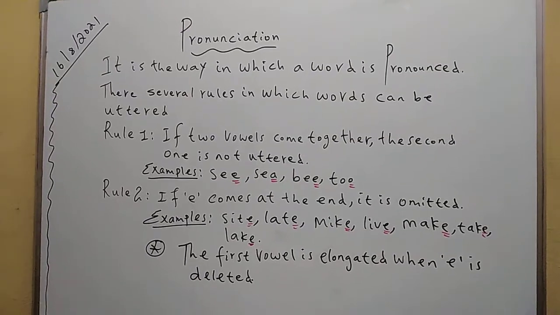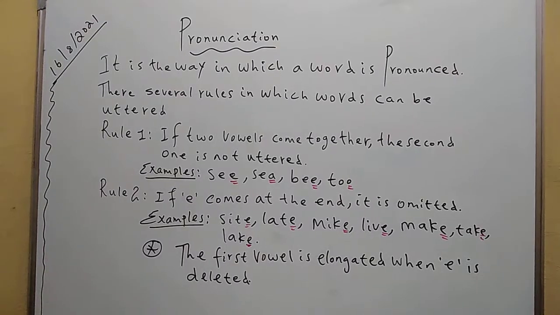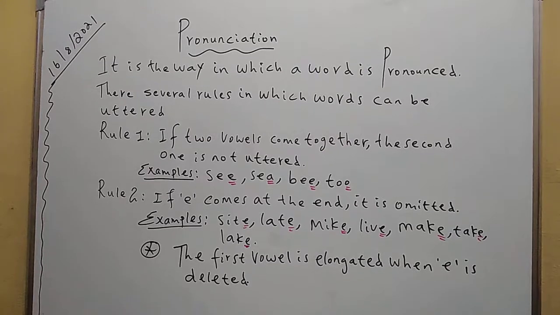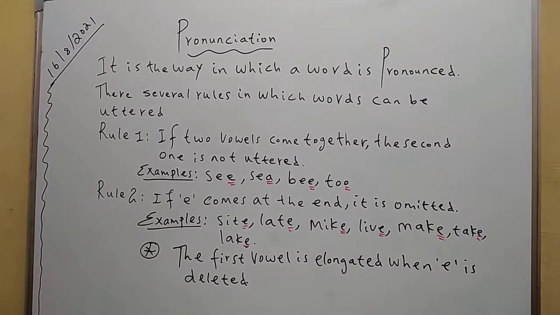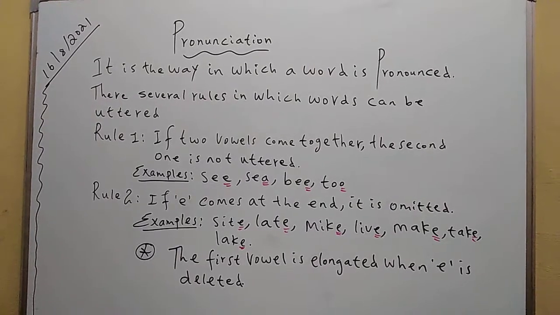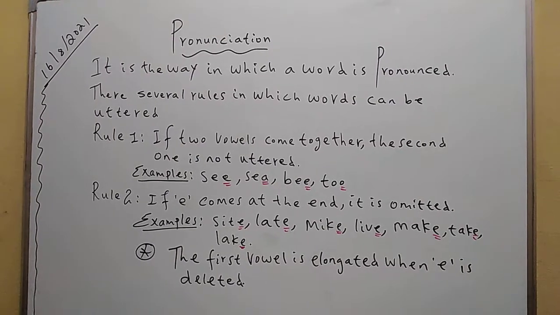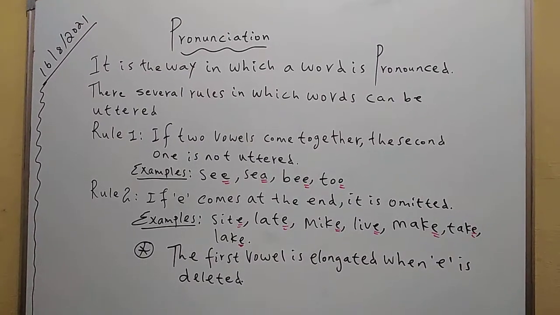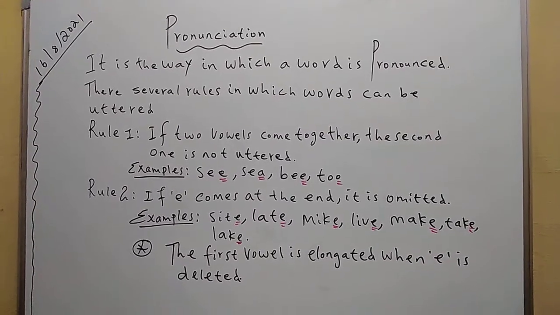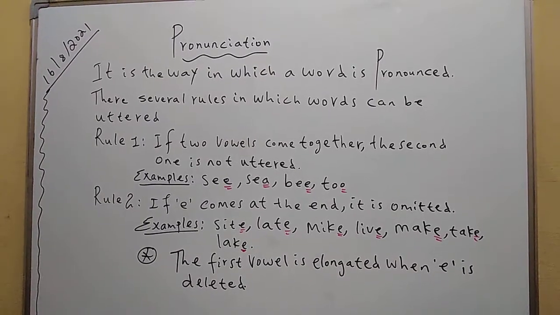So based on this, for example, as you can see, this word is "see", which contains double vowels. When two vowels come together, the second one is omitted, right? As you can see, the underlined ones are not pronounced, so you don't have to pronounce them. But make sure that the first vowel is pronounced with a long vowel sound. Don't forget to pronounce it with a long vowel sound.